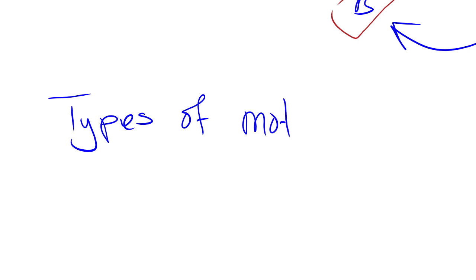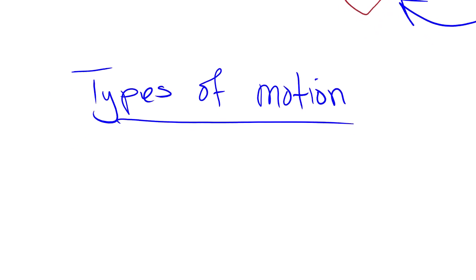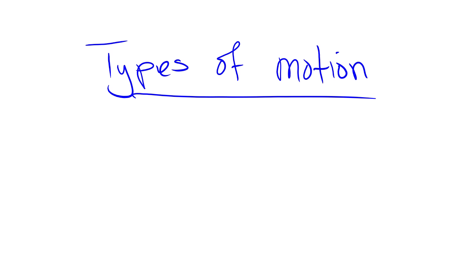Now, since we know that we can have motion in terms of location or position, let's list the types of motion. We have 4 to 5 different forms of motion. The first one is the simplest one, which is translation.